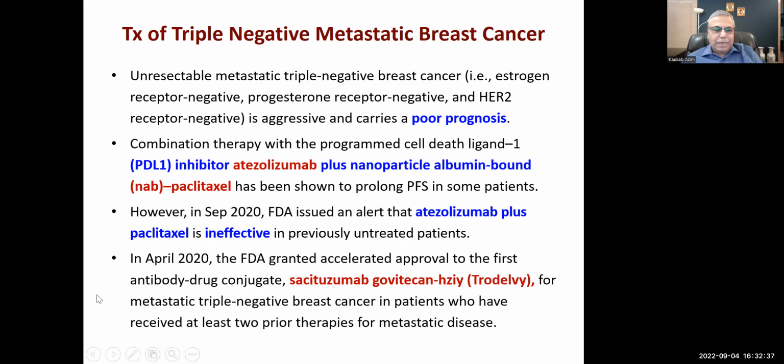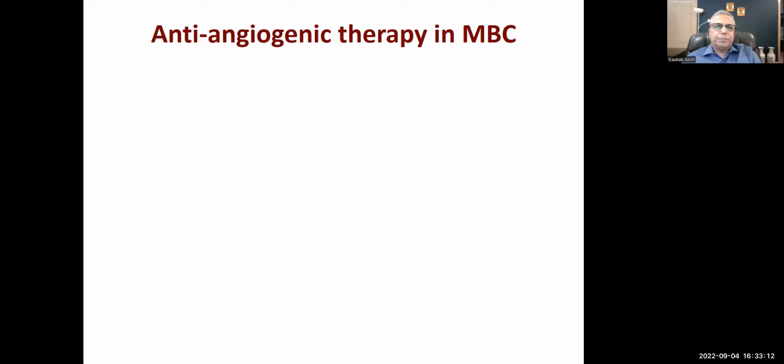Now, in April 2020, the FDA granted accelerated approval to the first antibody drug conjugate, which is sacituzumab govitecan. And this is for metastatic triple negative breast cancer in patients who have received at least 2 prior therapies for metastatic disease, right? So you have to try other therapies first. If you fail, then in the end, you can use these therapies, okay? So this sacituzumab govitecan has now been approved.